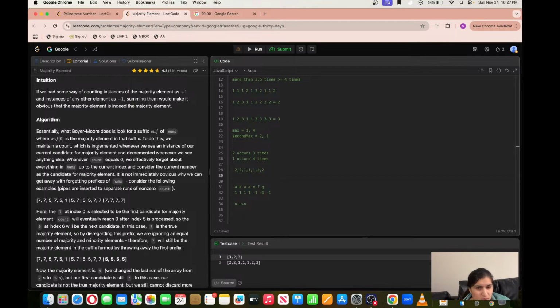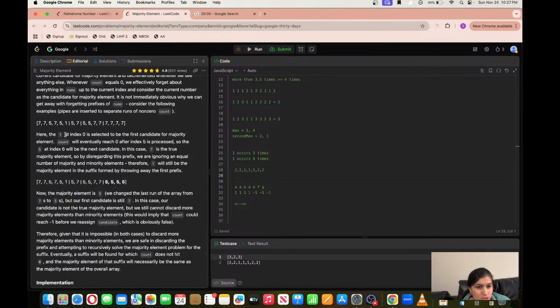To do this, we maintain a count which is incremented, and whenever count equals 0, we effectively forget the prefix and start over. It is not immediately obvious why this works. So 7 at index 0 is selected to be the first candidate, right? 7 at index 0 is done as the candidate element. So if it fails, then we consider another element as the majority element. Suppose 5.